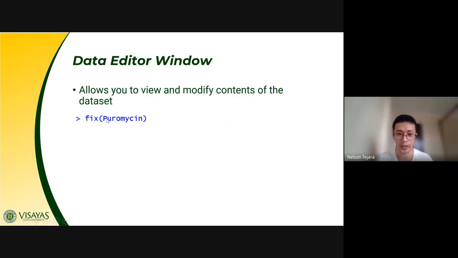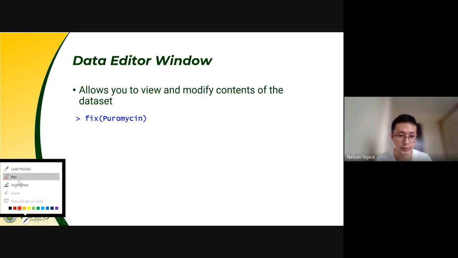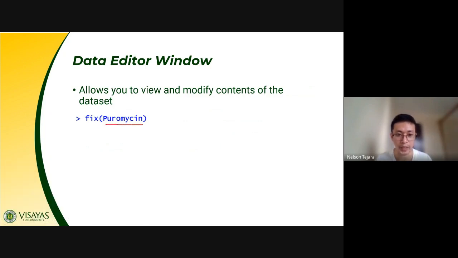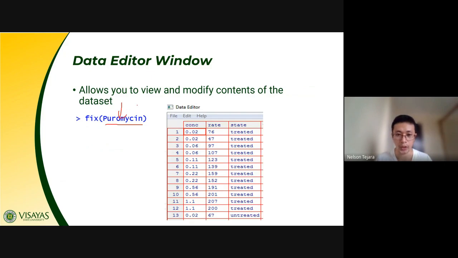Okay. So to display your data set in the editor window, we make use of the fix function. Inside your fix function is the name of your data set. For example, we have fix and then the data set name Puromycin. What it will do is display your data set in the data editor. And right in the data editor window, you can directly edit its content. After closing the data editor window, all the changes will then be saved.